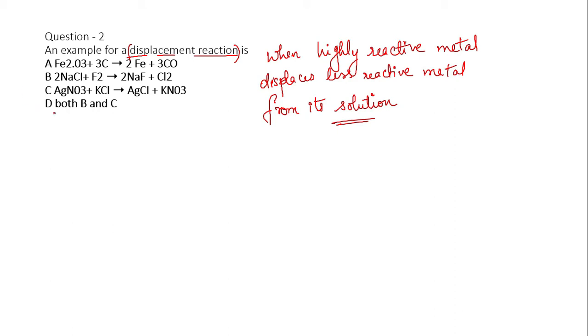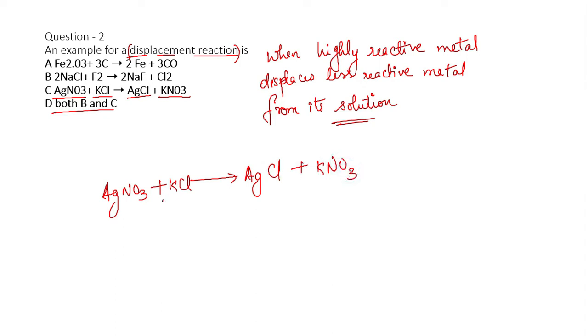We'll move from the bottom. Since options B and C are both written together, we'll have to check the other also. See option C: AgNO3 plus KCl giving AgCl and KNO3. So we'll write here AgNO3 plus KCl gives AgCl plus KNO3. Can you see here the first ion NO3 and here the Cl, these ions are getting exchanged. They are just getting exchanged in this.